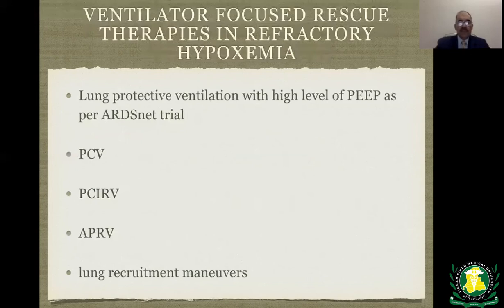Now, ventilator-focused rescue therapies in refractory hypoxemia. These include lung protective ventilation with high level of PEEP, as was used in the ARDSNET trial, pressure control ventilation, and pressure control inverse ratio ventilation, which we don't use too much. The one we mostly use is APRV, airway pressure release ventilation, as I described above, and lung recruitment maneuvers.